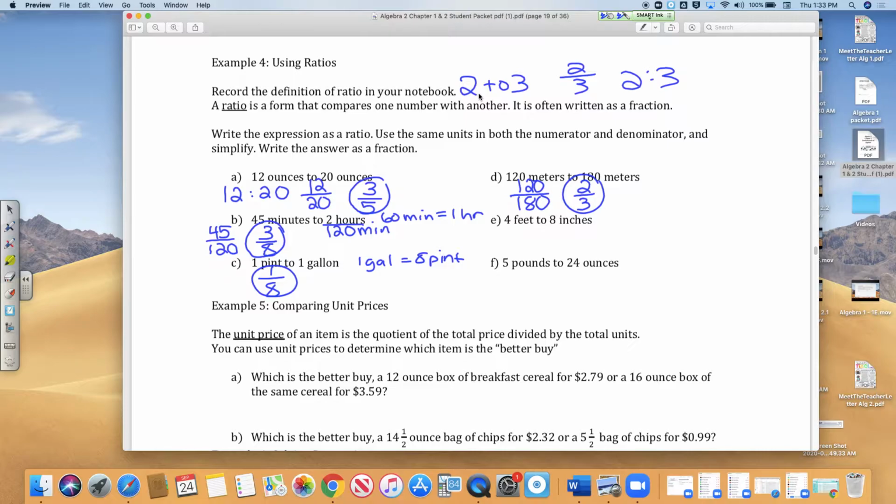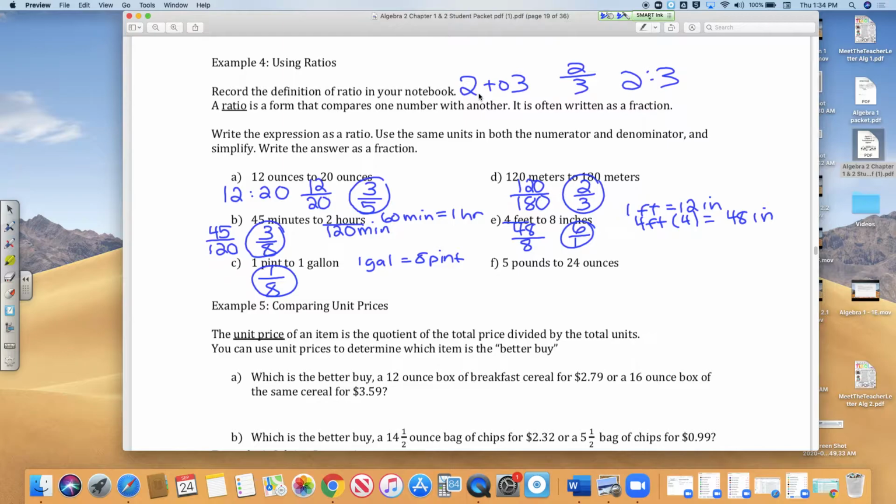Okay, the next one is not in the same unit. 4 feet to 8 inches. I'm going to change 4 feet to become inches. I know that each foot is equal to 12 inches, so I would multiply 4 feet by 12, and that's going to be 48 inches. So I'm going to compare 48 to 8 then. And 48 over 8 equals 6 over 1. So 6 over 1 would be the final ratio for that one.